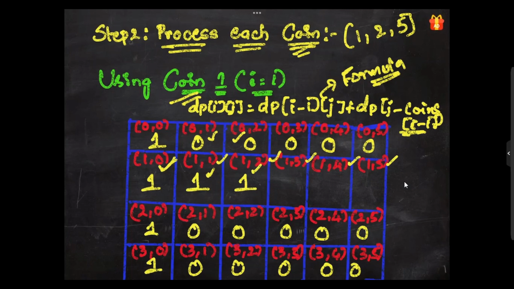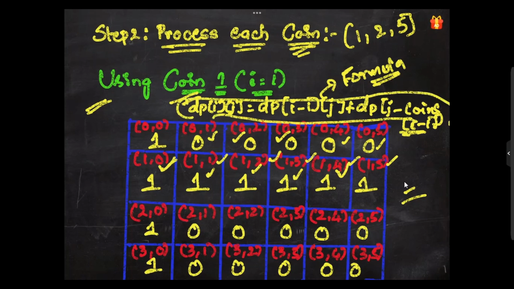This one, DP of 1, 2 plus DP of 0, 3. Here you can clearly see this one will be again 1 plus 0 will be 1. So for dp of 1 comma 4, it will be dp of 1, 3 plus dp of 0 comma 4. 1 plus 0, again it will be 1 itself, and the final one, for this also, it will be 1 itself. It will be dp of 1 comma 5 equals dp of 1 comma 4 plus dp of 0 comma 5. This plus this, 1 plus 0, again it will be 1 itself. So this is for using coin 1, right? So I hope this is clear. We are just going with this formula, just remember, right?